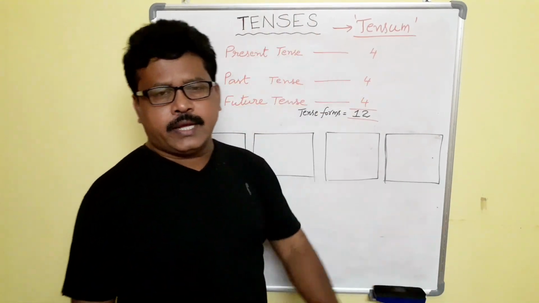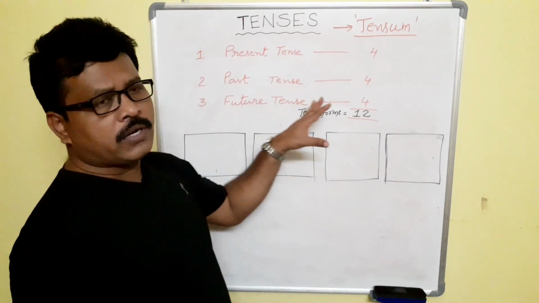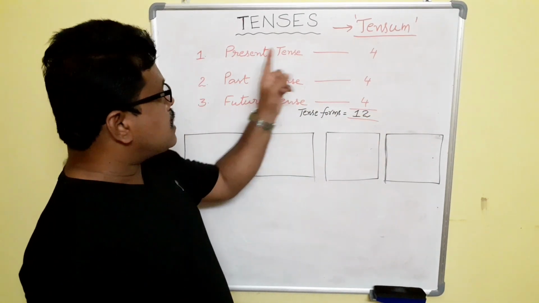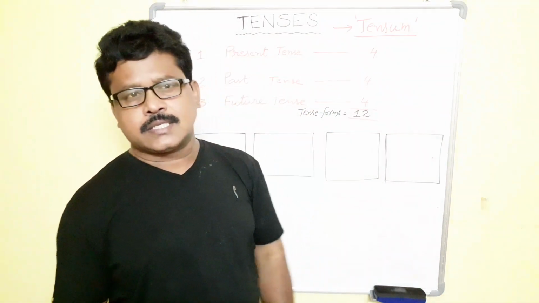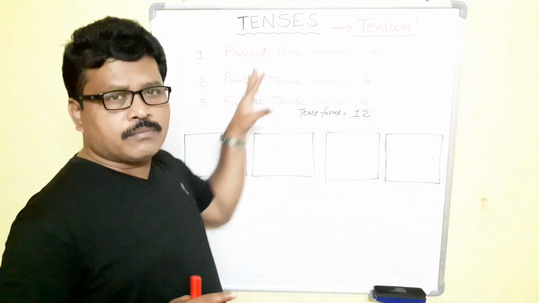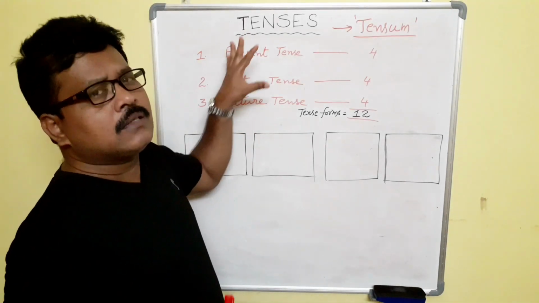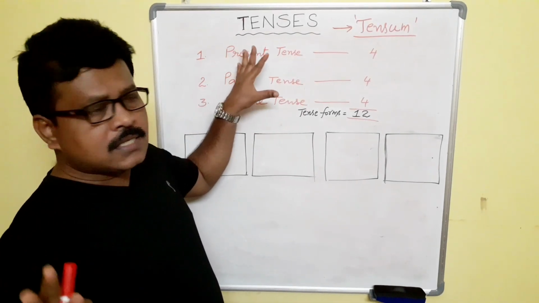In any language, you take any language, tenses are three only. What are they? Present tense, past tense, future tense. How many are there? Only three tenses. Major tenses are three only.